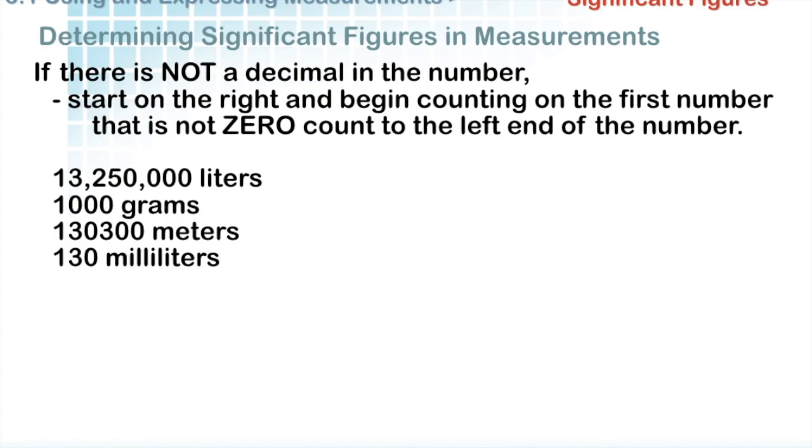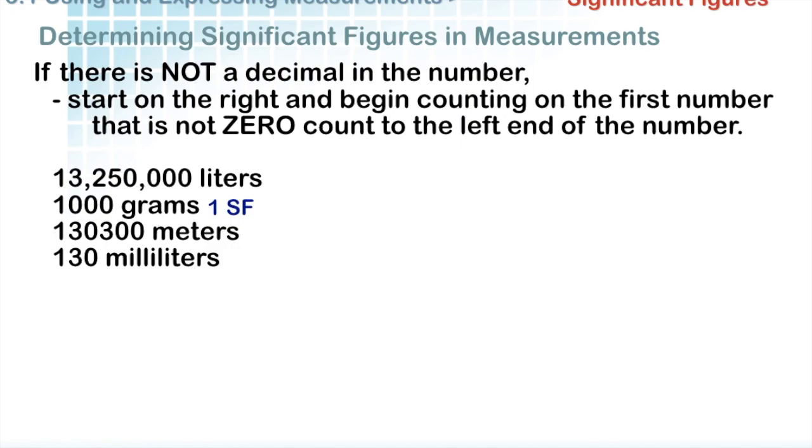So all those zeros in 13,250,000 don't matter. I start at the 5, and from the 5 to the 2 to the 3 to the 1, that's four significant figures. The zeros don't count because the decimal's not there. 1,000 grams, if I start on the right, the first number I hit that is not a 0 is the 1. So that's only going to be one significant figure.